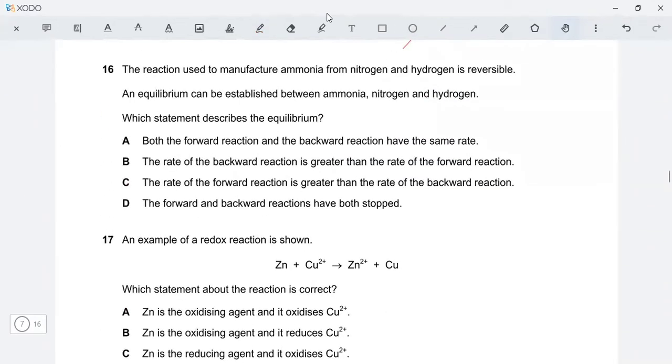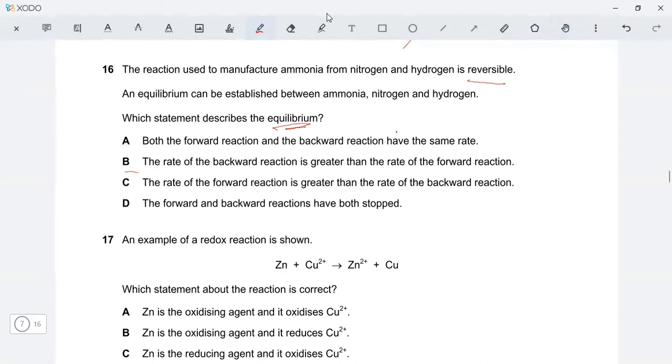Now 16. The reaction used to manufacture ammonia from nitrogen and hydrogen is reversible, and an equilibrium can be established between ammonia, nitrogen, and hydrogen. Which statement describes equilibrium? It's very simple. Equilibrium means equal conditions. The reactant side and product side, the reaction rate is supposed to be the same, right?